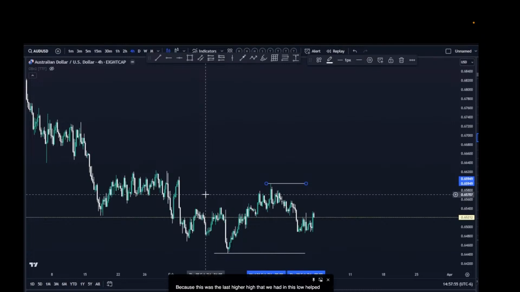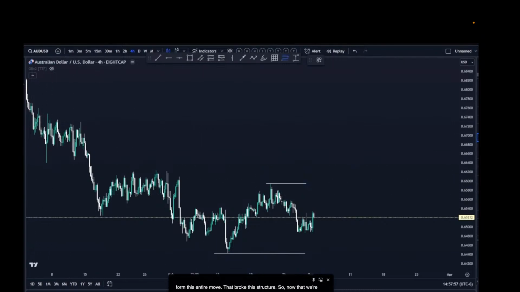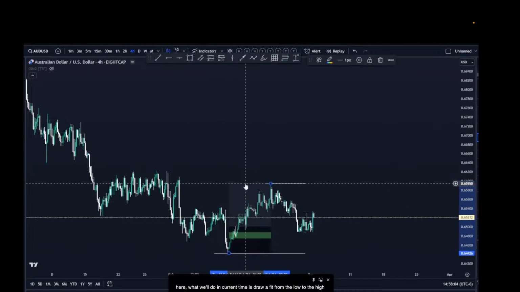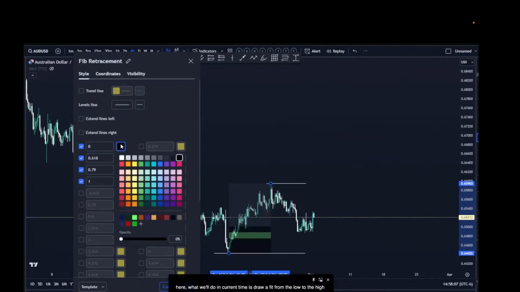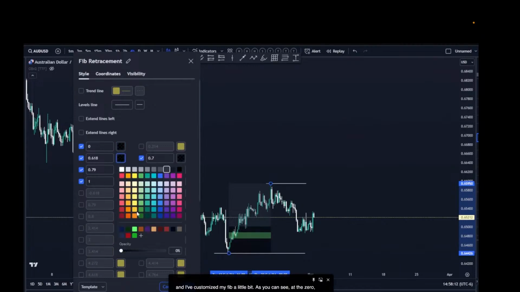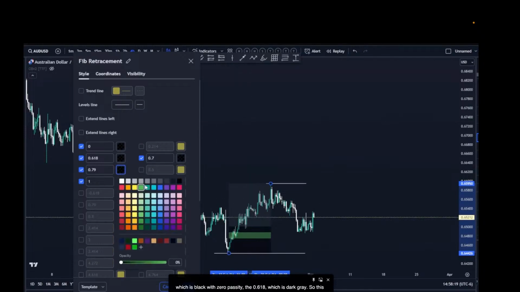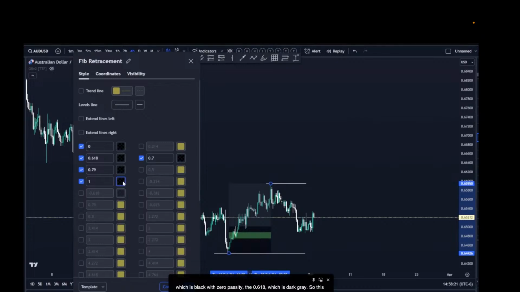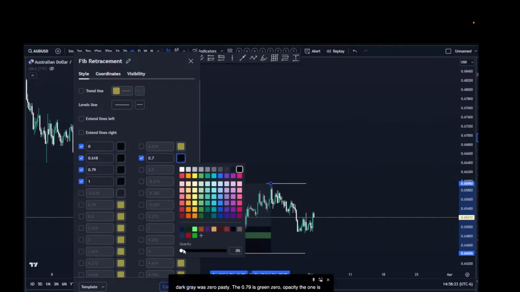So now that we're here, what we'll do in current time is draw a fib from the low to the high. And I've customized my fib a little bit. As you can see, I have the 0, which is black with 0 opacity, the 0.618, which is dark gray with 0 opacity. The 0.79 is green, 0 opacity. The 1 is black, and the 0.7 is black.